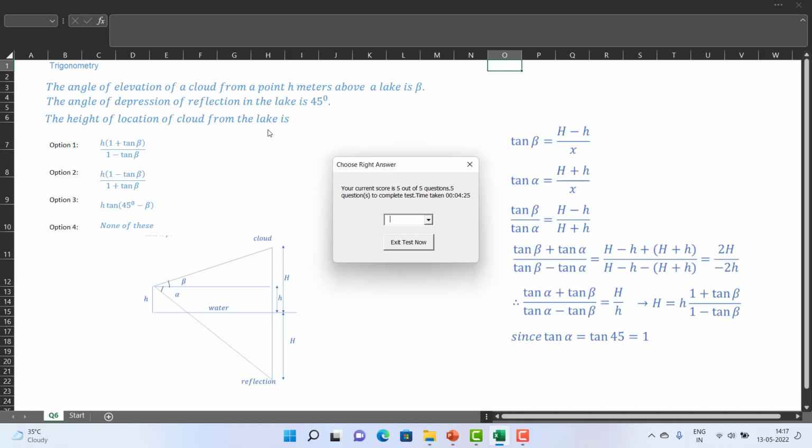Similarly, on the right hand side, if we take these values, capital H minus small h divided by capital H plus small h, that is equal to capital H minus small h plus capital H plus small h divided by capital H minus small h minus capital H plus small h. If you simplify, it will be minus capital H by small h. Now tan alpha is equal to 1 because tan alpha is tan 45. Therefore, substituting, 1 plus tan beta divided by 1 minus tan beta will be equal to capital H by small h, because the minus sign I have taken to the left hand side. Therefore, capital H is equal to small h into 1 plus tan beta divided by 1 minus tan beta. Therefore, option 1 is the correct answer.